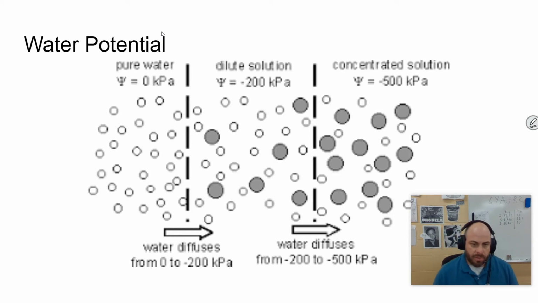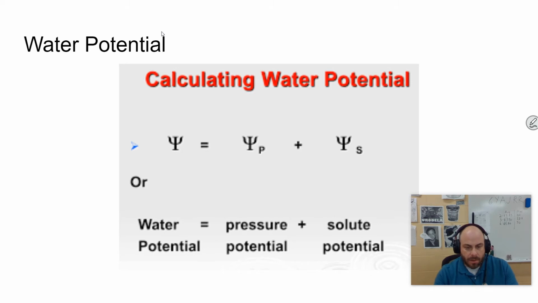It has to do with both pressure, because pressure obviously can affect the movement of water, and solute, because as we learned in the last video, the amount of solute on one side of the membrane can cause water to move into or out of that area, toward more solute or away from less solute. And so that's where we get this equation: total water potential is equal to the pressure potential, and pressure can be negative or positive, plus the solute potential, and the solute potential is going to be a negative number most of the time.